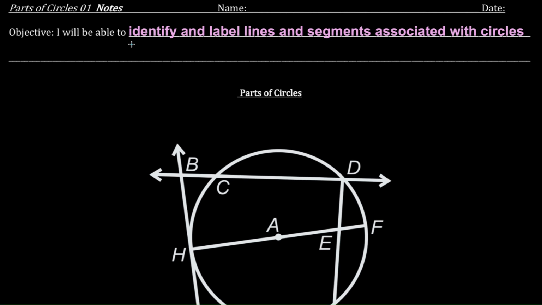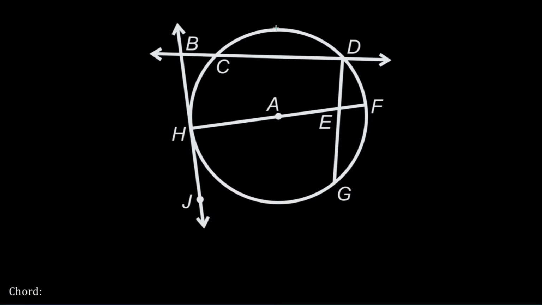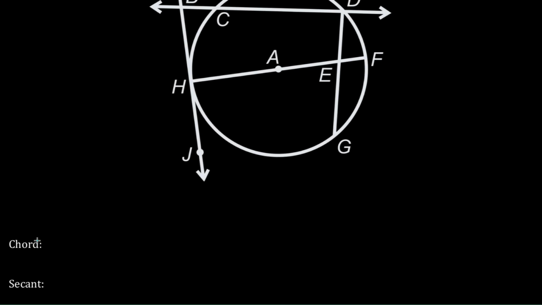Alright, so in this lesson we will identify and label lines and line segments associated with circles. So we have this circle, right? And we have all these lines or line segments, and we're going to just label them. It's pretty easy, okay? So before we start, instead of doing this chord first, I'm going to define what a secant is. I'm going to give you an example of a secant.